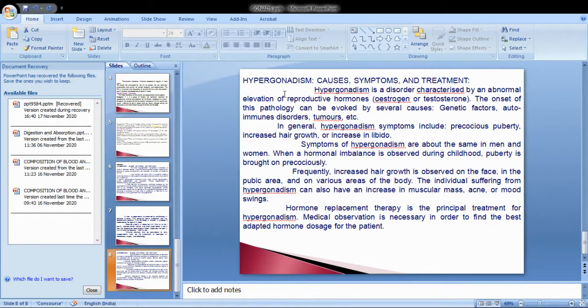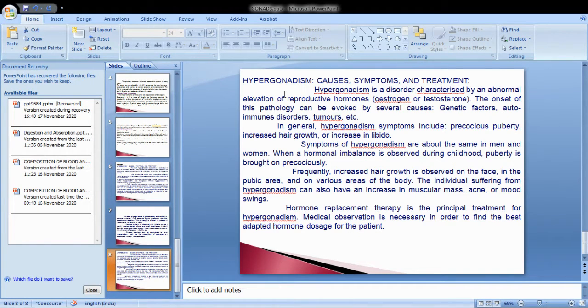The individual suffering from hypergonadism can also have an increase in muscular mass. Okay, those suffering from hypergonadism also get increased muscle mass. Acne, meaning small bumps on the face, pain, and mood swings also occur.